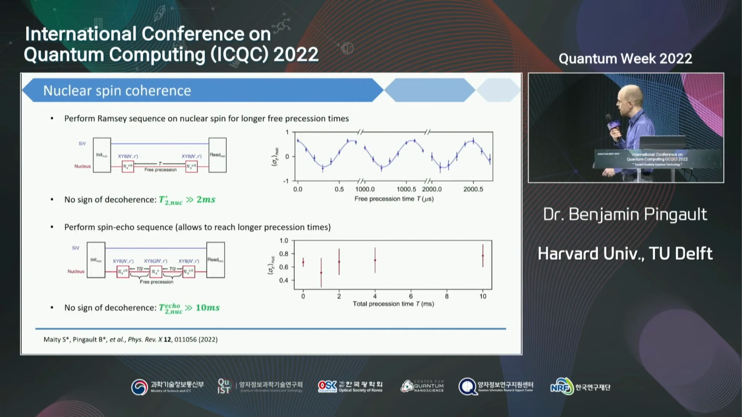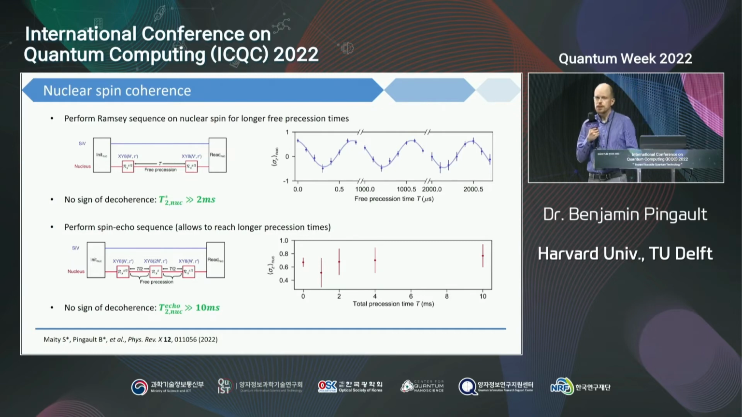Then we do a spin echo sequence, whereby we perform, between the two pi/2 pulses on the nuclear spin, a pi pulse that will rephase the static noise. And this way we show that the nuclear spin doesn't lose coherence even well above 10 milliseconds.